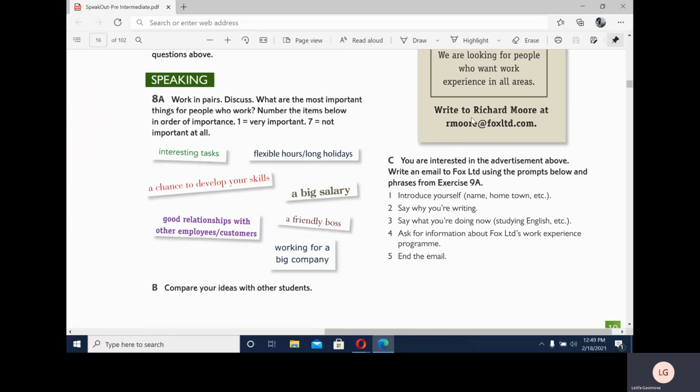Well, let's say that you are interested in the advertisement above, and you have to write an email to Fox Ltd using these prompts below. So this is basically an outline for an email. You have to introduce yourself in your email. You have to say why you're writing, and you have to say what you're doing now. And you can also ask for information about Fox Ltd's work experience program, and then end your email. Well, that's it. We are done with 2.1.